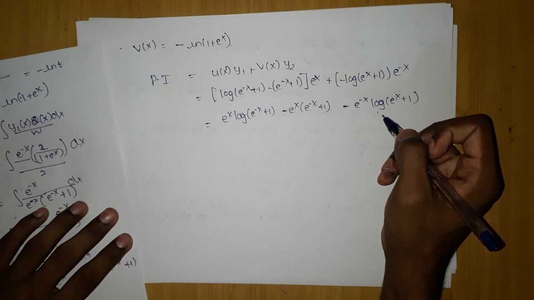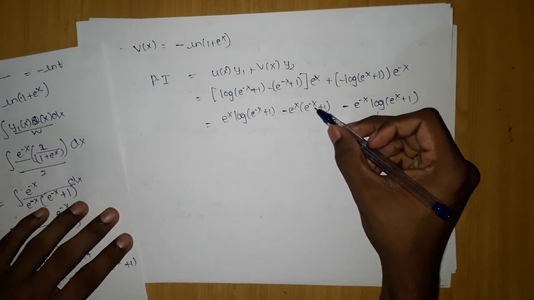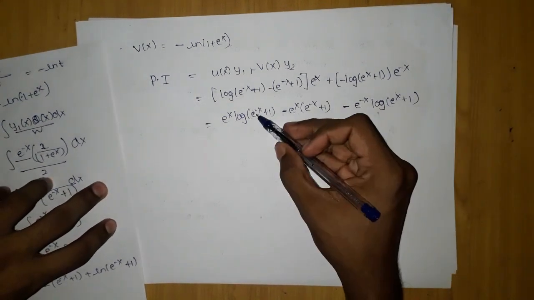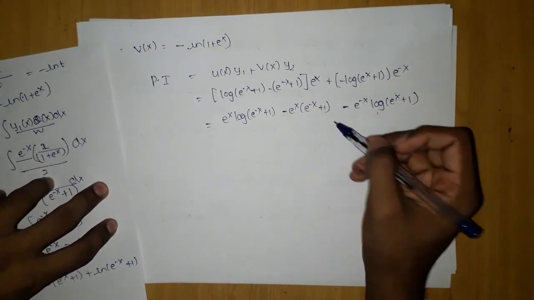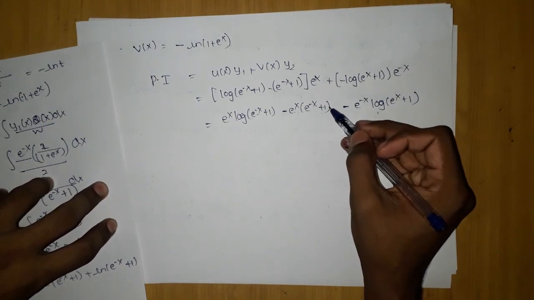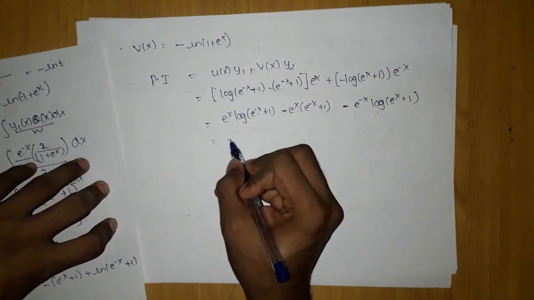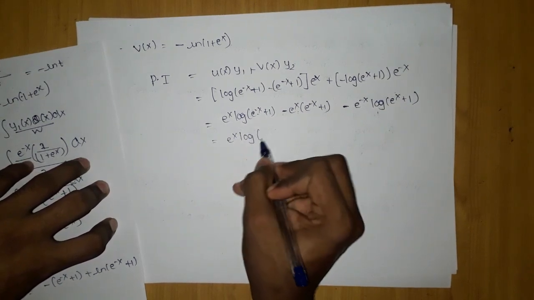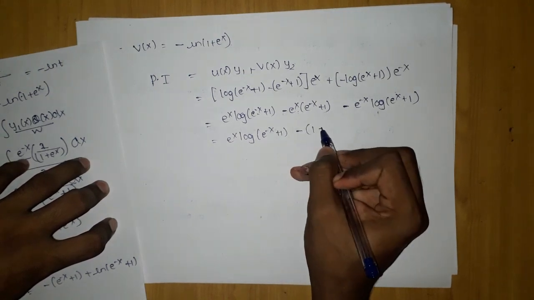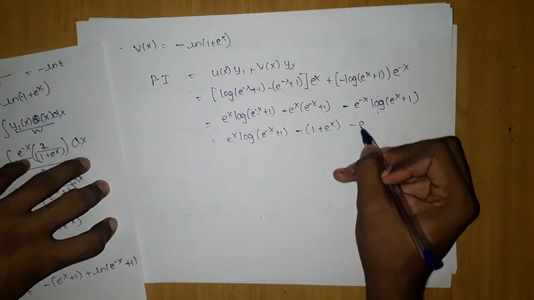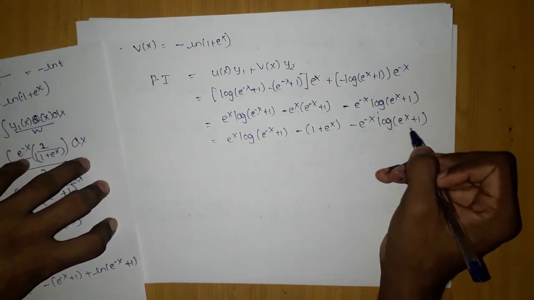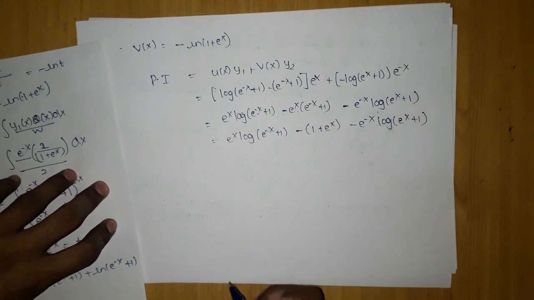So what we can do here in both of them, minus x and minus x are there, and here it will get cancelled out, it will become 0, and here e to the power x will be there. So we can simplify it at the last: e to the power x log e to the power minus x plus 1 plus 1 plus e to the power x minus e to the power minus x into log e to the power x plus 1. So this is our final answer.